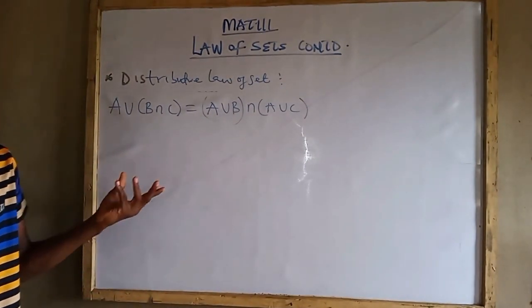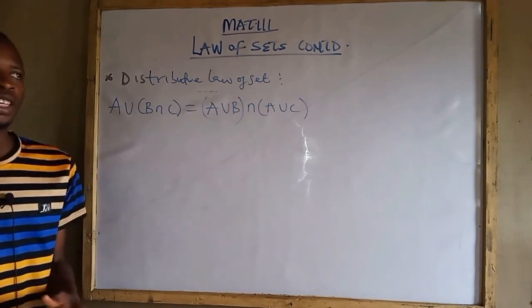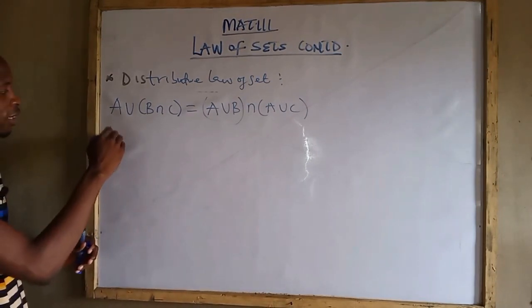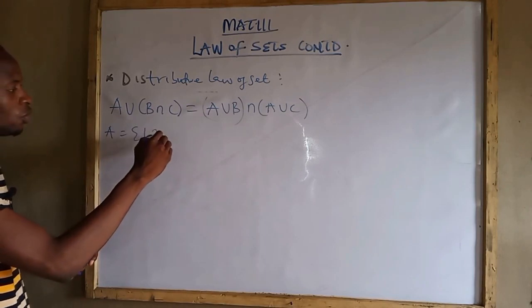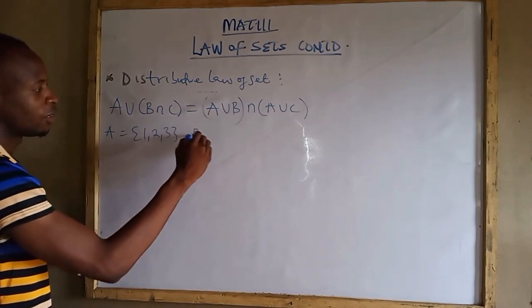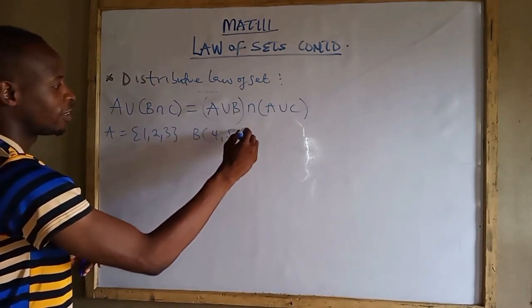Now, let us verify this law by taking some examples. Let's consider set A to be 1, 2, and 3, and set B to be 4, 5, and 6.